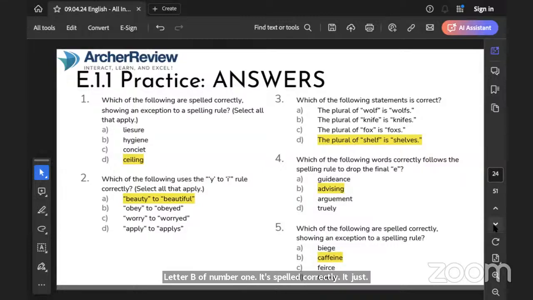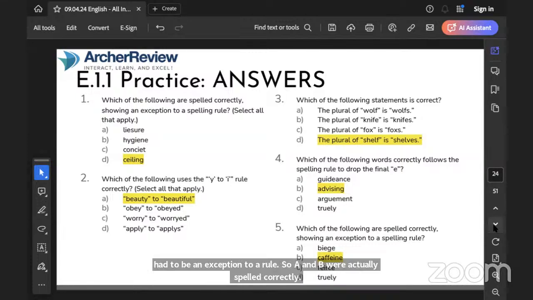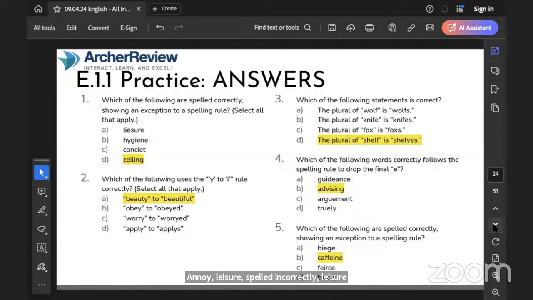So with the number 1, it had to be spelled correctly and it had to be an exception to a rule. So A and B were actually spelled correctly. And no, wait, leisure is spelled incorrectly. Leisure is spelled incorrectly. Hygiene is spelled correctly, but hygiene's not an exception to the rule. So it didn't check both boxes.